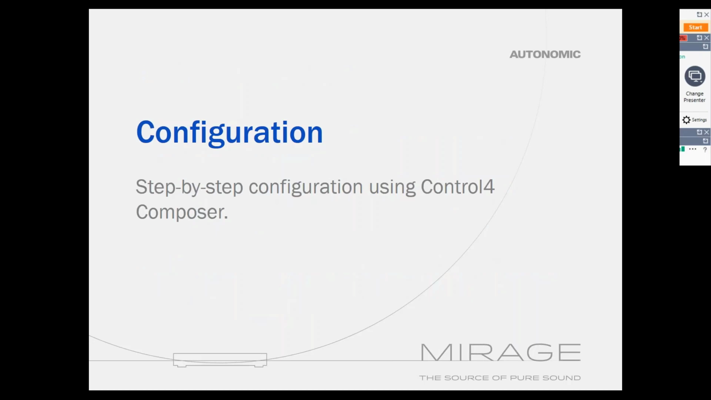Now that we have discussed the compatibility and background of the Autonomic Control4 driver, we will move on to the live configuration. The latest drivers can be found on the Autonomic or Snap AV website. After downloading them, be sure to add them to the Control4 drivers archive on your computer. Bear with me while I switch over to Composer.